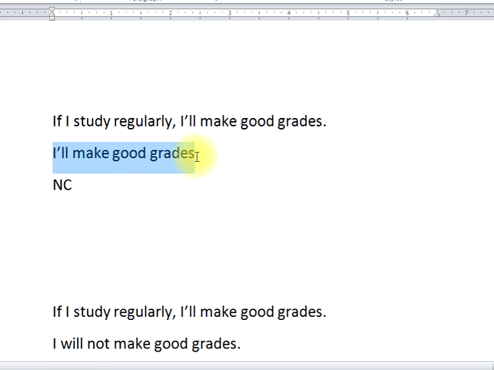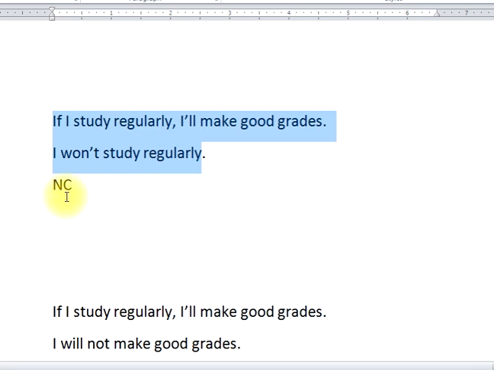Now, what if I go ahead and up here and say, I won't study regularly? Does that mean I won't make good grades? Well, not necessarily. Maybe it's very easy for me. So if I have these two, I still don't have a conclusion.